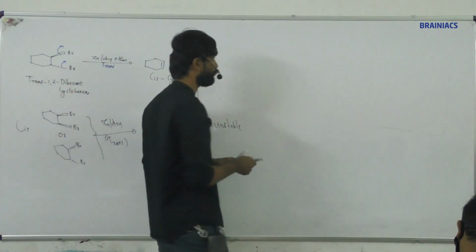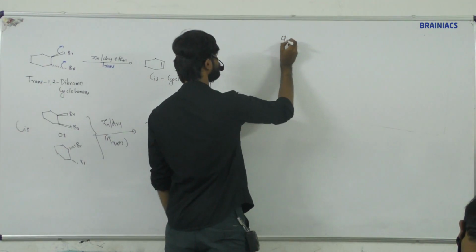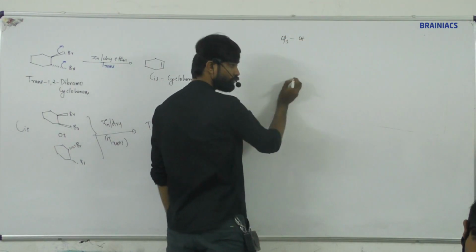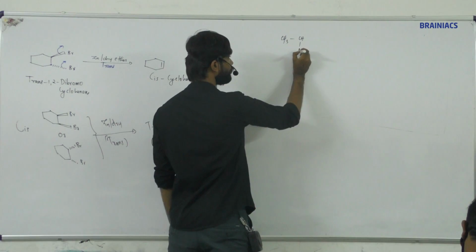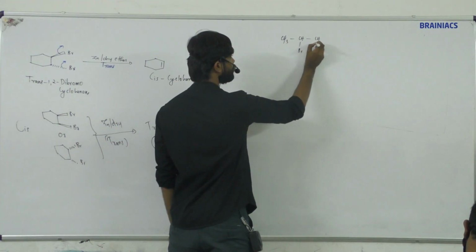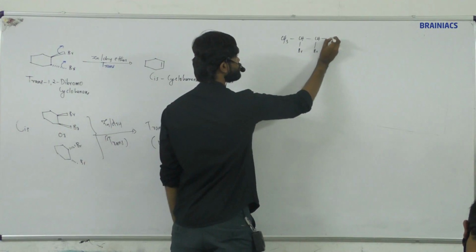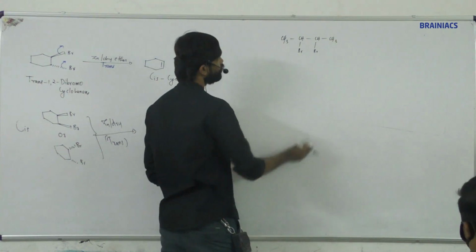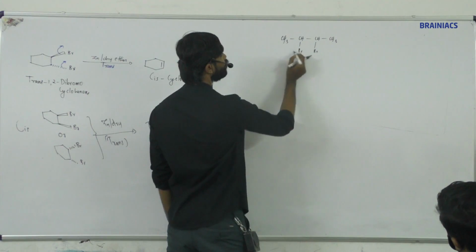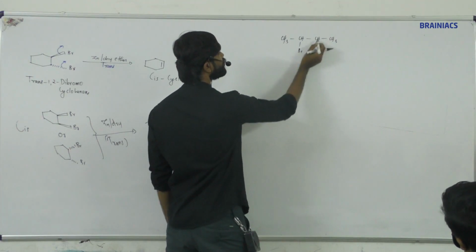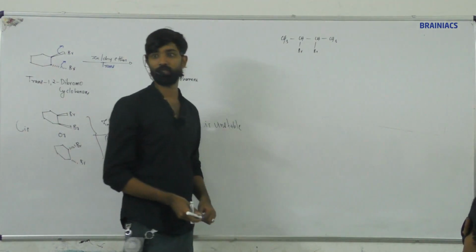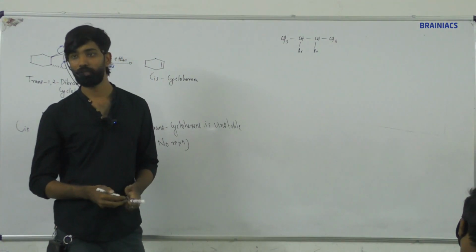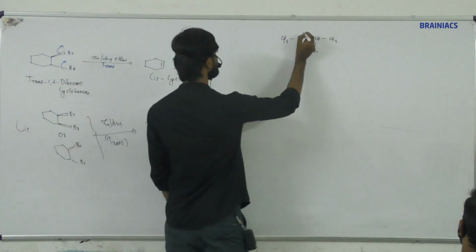Listen carefully. If I have a molecule like this, CH3, CH, a bromine, CH3, this is a single-bonded molecule. You have to know, or define, whether this is cis or trans. That's the problem. For that, this is a chiral carbon.